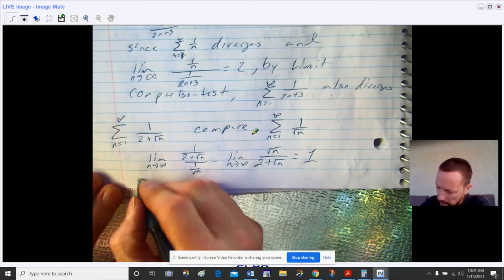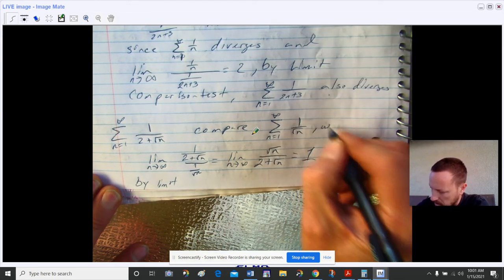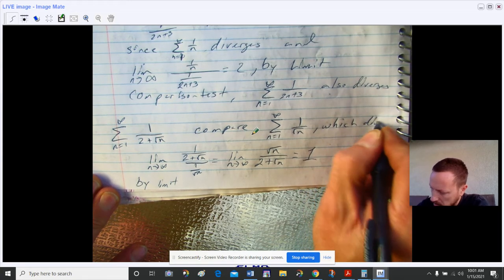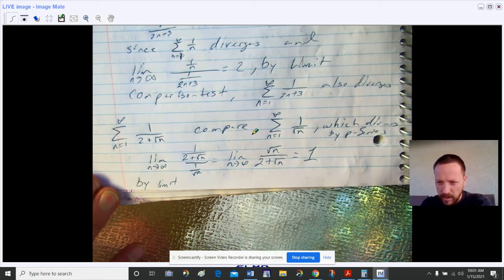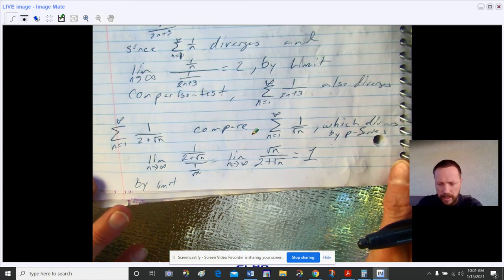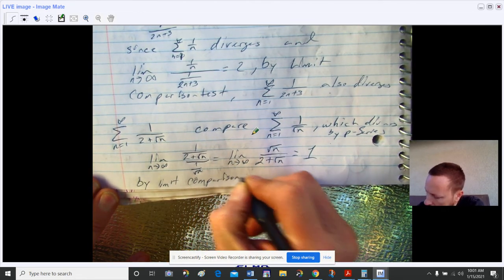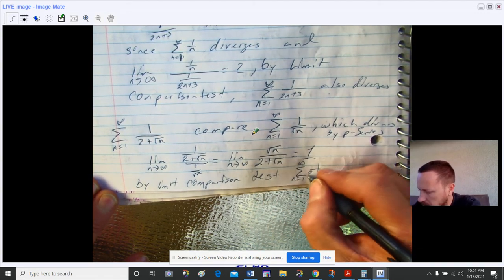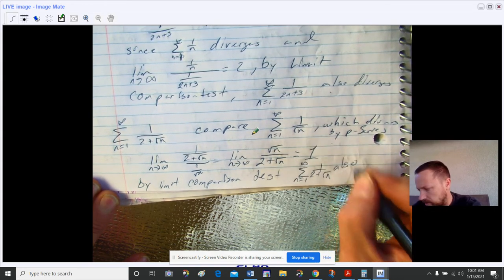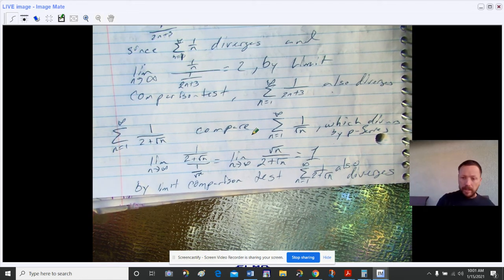Okay, so there we go. So by limit comparison, and let's just note that this diverges by p-series. So there's your Snorlax right there. P-series is like your Snorlax. So by limit comparison test, the sum from n equals 1 to infinity of 1 over 2 plus radical n also diverges. You've got these different things, so if you know one thing, then you can figure out the other. And if there's something really similar to it, then you can go from there.